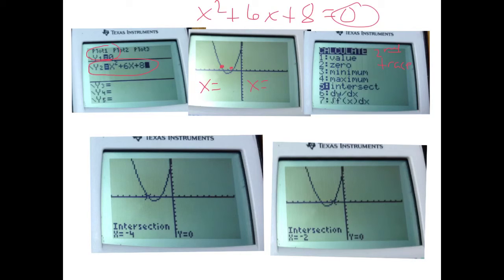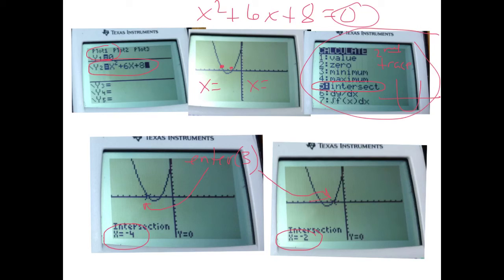Second trace is a calculate menu, and I go down here to number 5. I'm looking for an intersection between the flat line and the U. I hit enter 3 times, and it gives me this first answer choice right here, because that one's closest to the origin. Then I do it again, second trace, and I move my cursor over, and it gives me that one. And you can see that there's your two answers, x equals negative 2 and x equals negative 4.